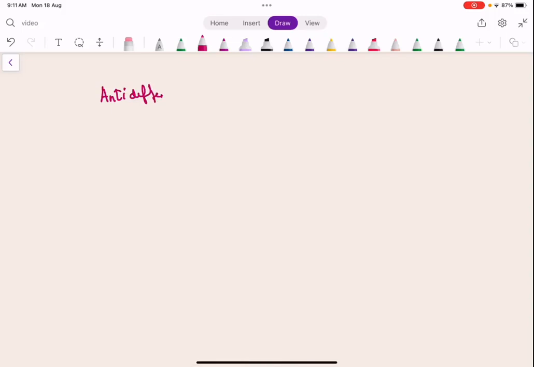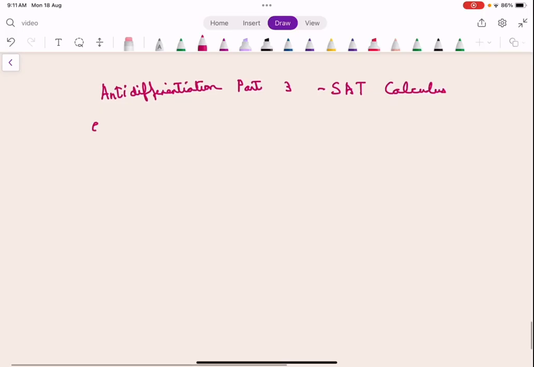Part 3, and this is a part of SAT Calculus. So let's start with a few problems. We will also be introducing definite integrals here. So let's start with problem 1. Evaluate integral arc tan x dx.